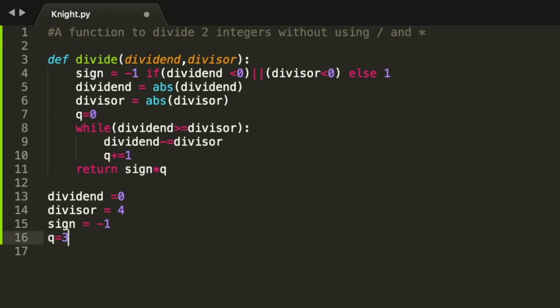Now, the dividend is less than the divisor. Dividend is 0. Divisor is 4. It does not go into the loop and comes out of the loop. So finally, it returns minus 1 multiplied by 3. The quotient when 12 is divided by minus 4 is minus 3.